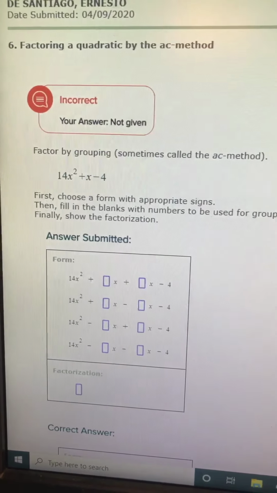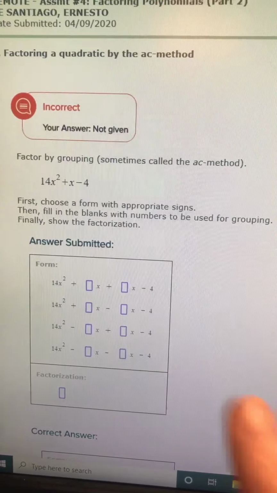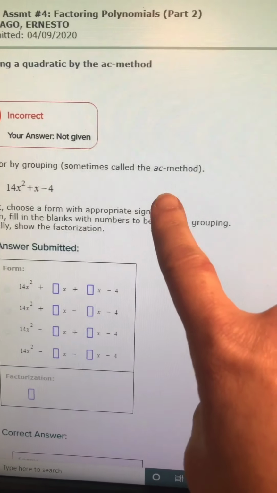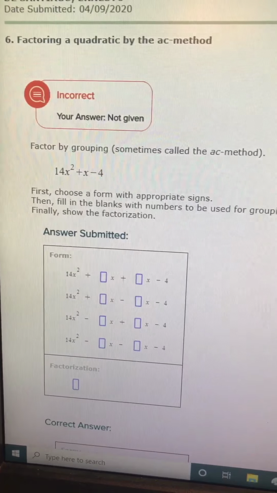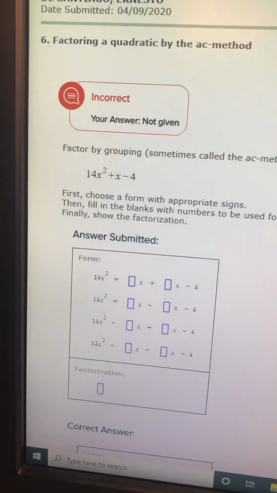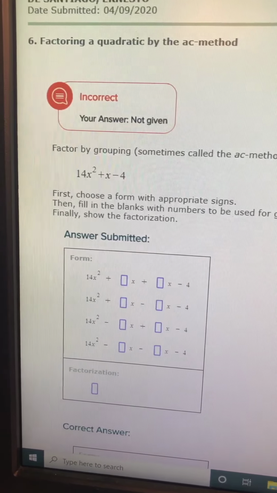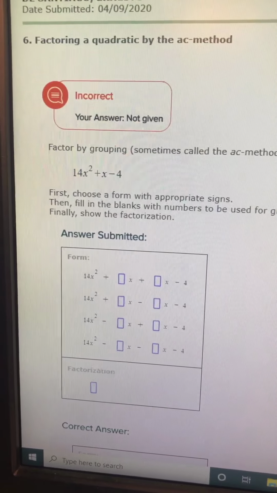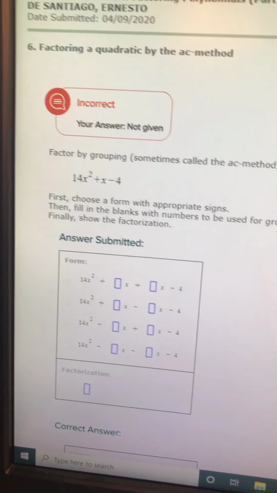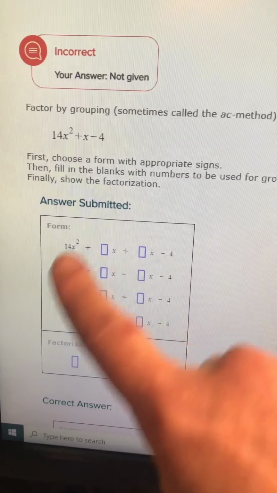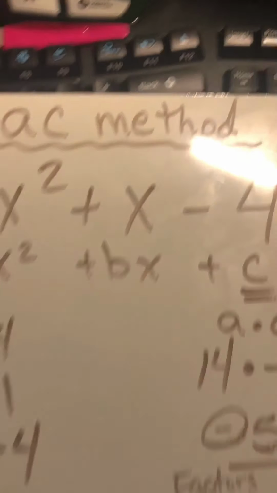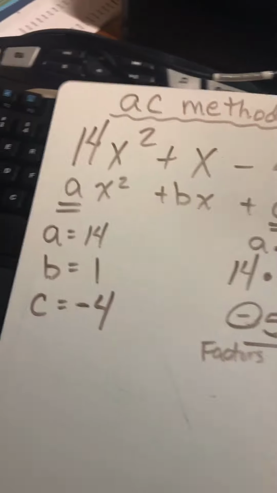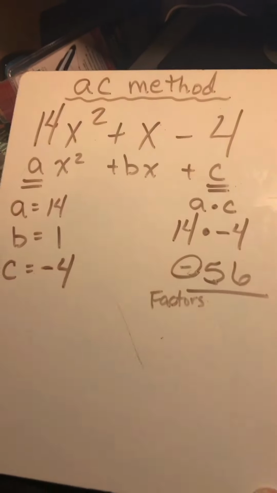This is one of the problems that you had. And it says factor by grouping, sometimes called the AC method. Okay? That's what we did last year with the asterisk method or the Xbox method. So this right here is just choosing your sign. Okay, so the AC method, I've rewrote it down here. Okay, this is what it's asking you.